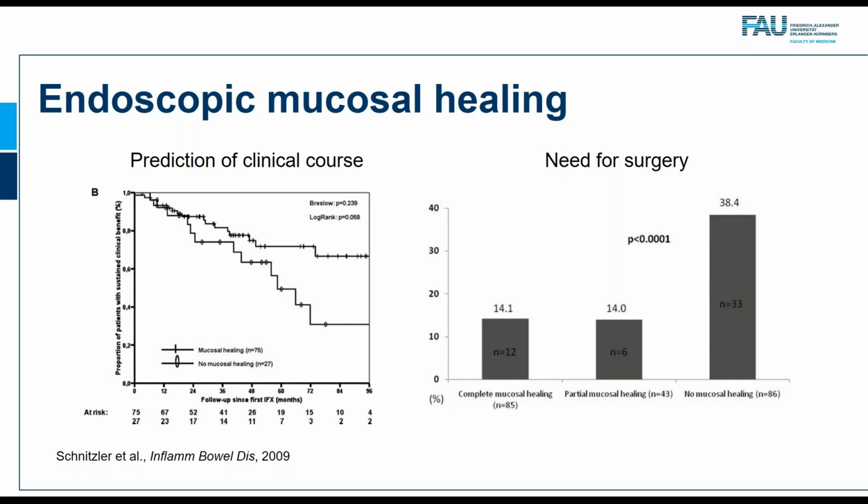So it has been shown in several studies that endoscopic mucosal healing, which is defined as the absence of ulcers under endoscopy, is a much better predictor of the course of disease. As you can see here on the left panel, patients that have mucosal healing have a much longer sustained clinical benefit from a therapy, for instance, and also reduced need for surgery.